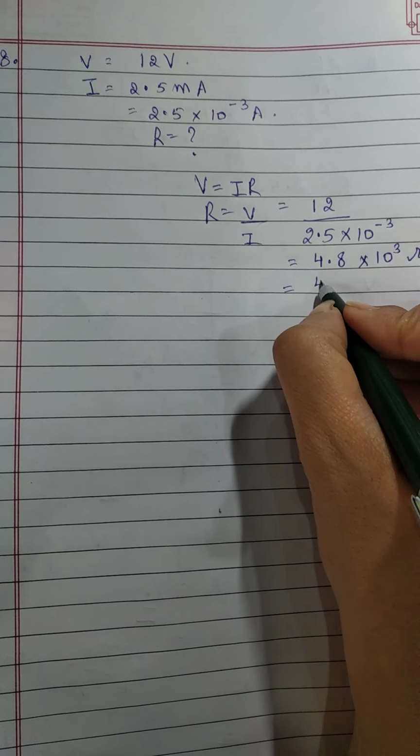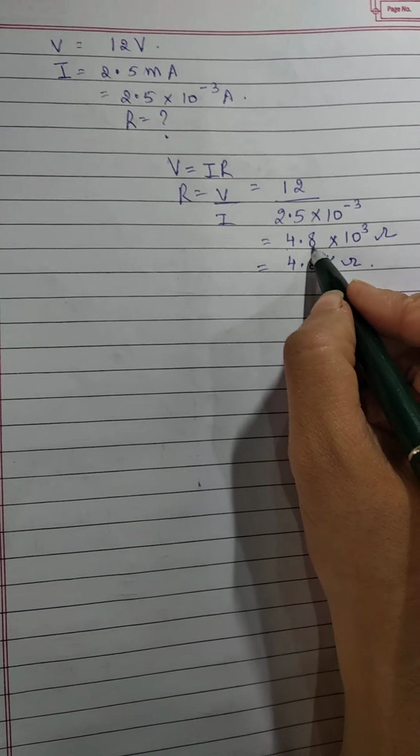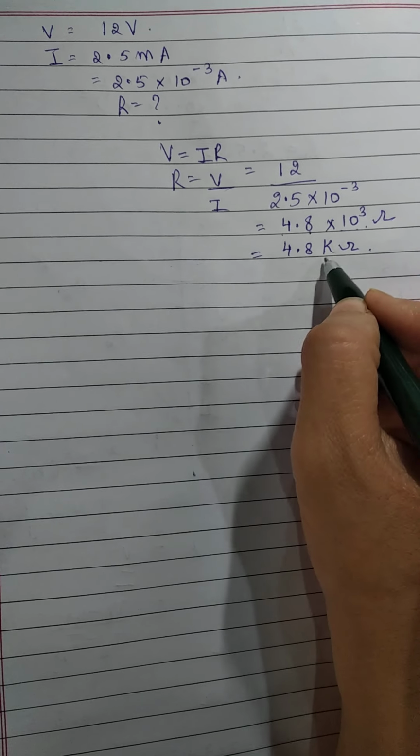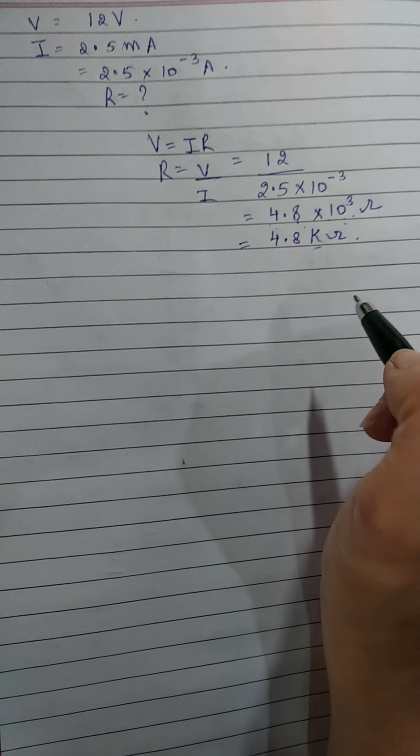And what is this equal to? Right? 4.8 into 1000. 1000 represents kilo. So this is written as 4.8 kilo ohm.